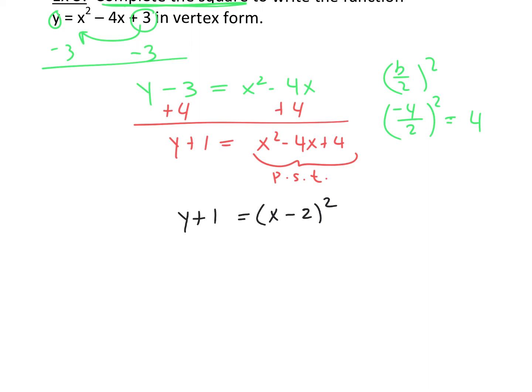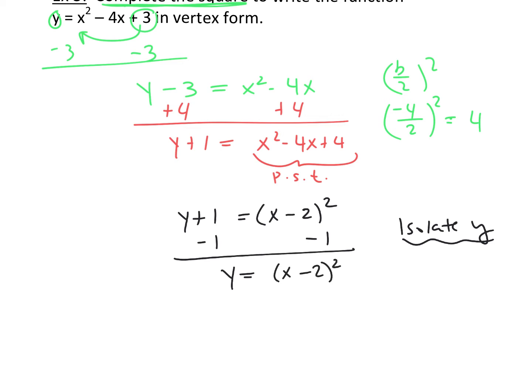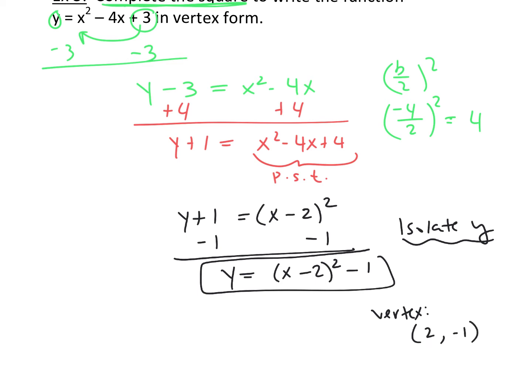And your final step is to isolate y. So this is where you have a little bit of a different step than when you're finding the roots, because we're trying to just write the function. Y equals, and then you just write it. Now it's in vertex form, y equals x minus 2 squared minus 1. So the idea is that somebody can look at this and see, oh, the vertex is positive 2, negative 1, just by looking at it. Okay, and this is now the same function written in vertex form.